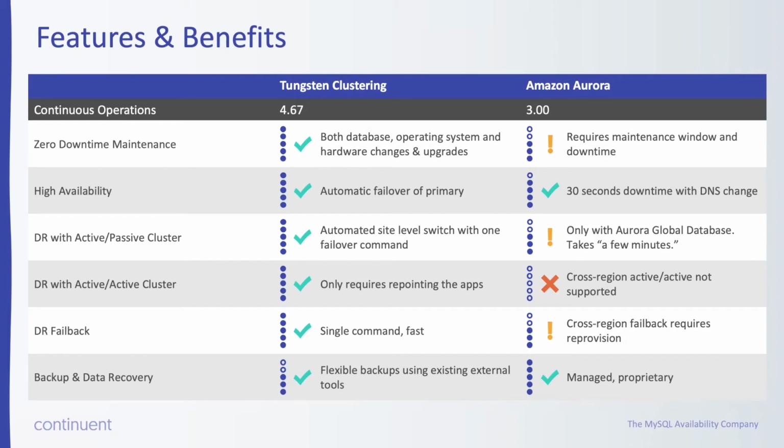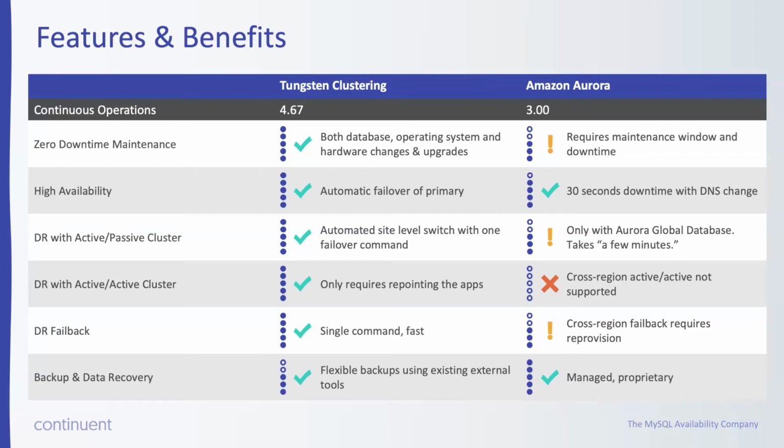How about DR with an active cluster? Pretty easy with Tungsten Clustering. We simply repoint the applications to the DR site or the other site. It's active, so there's nothing else to do. Aurora doesn't handle active cross-region, so it does not support that at all.